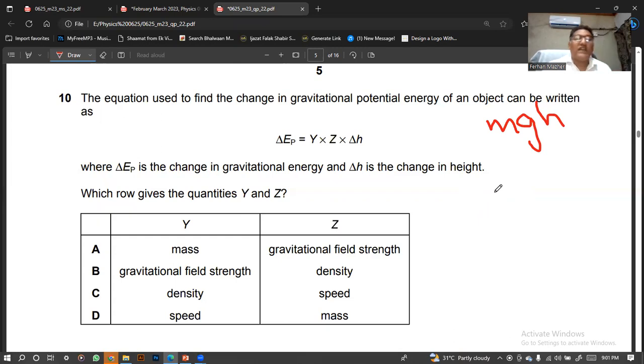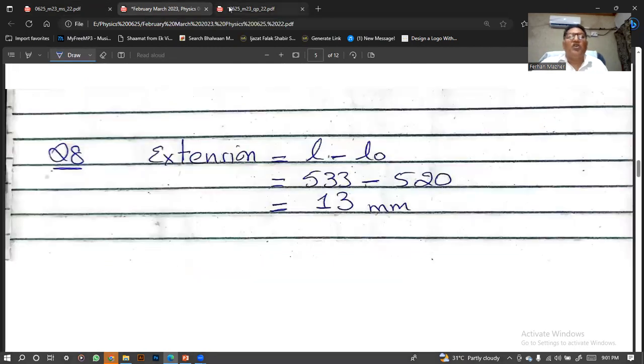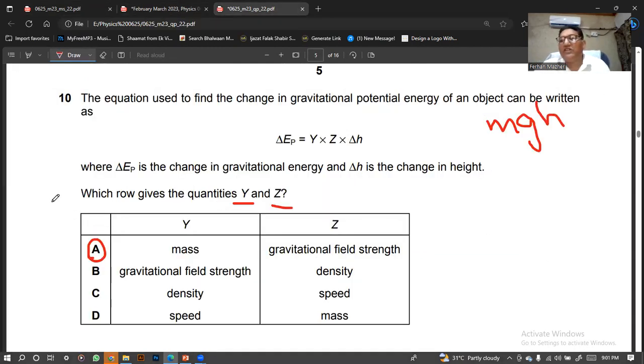Okay, so their question is, where ΔEp is the change in the gravitational potential energy and Δh is the change in height, which row gives the quantities Y and Z? So Y is basically the mass and Z is the gravitational field strength. So I think A is the right answer, sir. Question number 10, A is the right option. So we are done with question number 10.